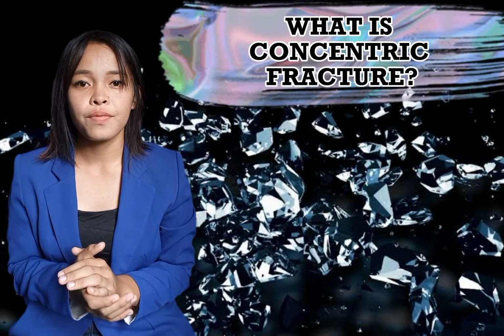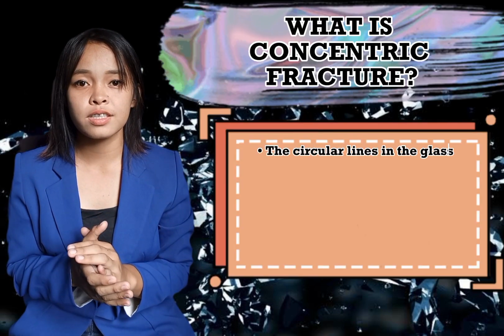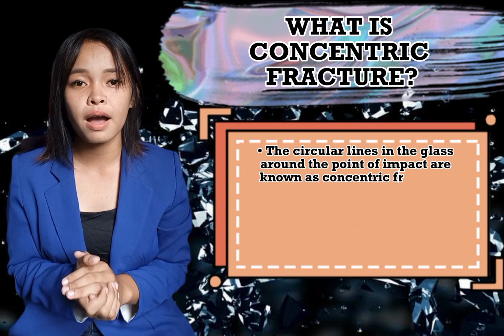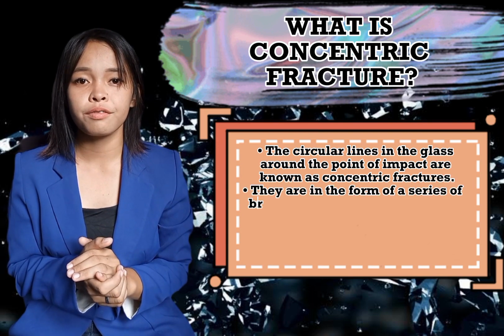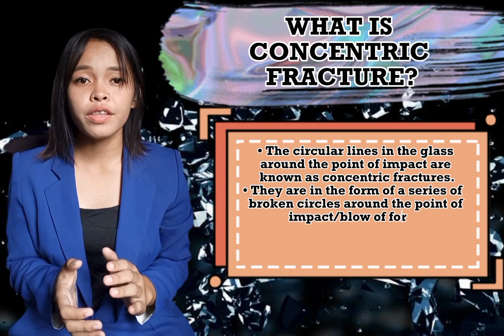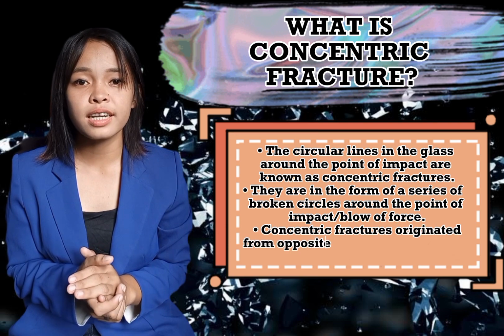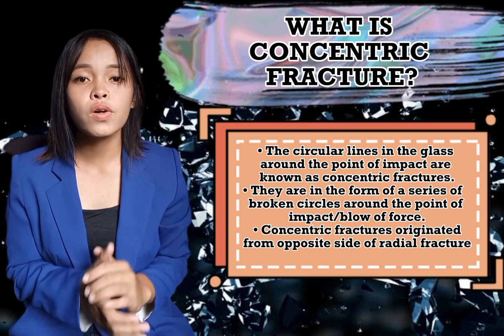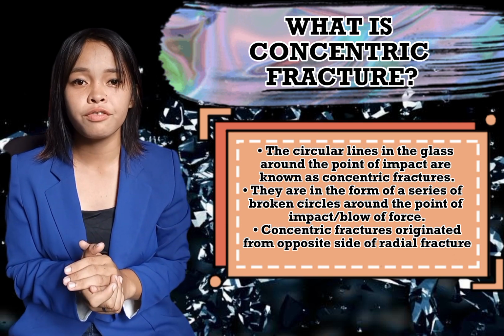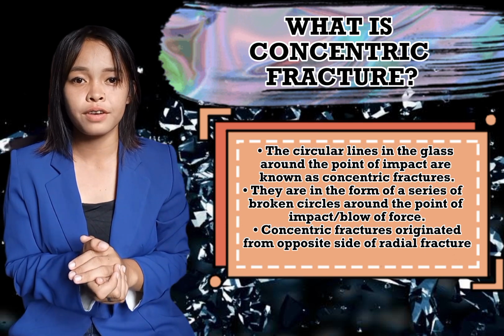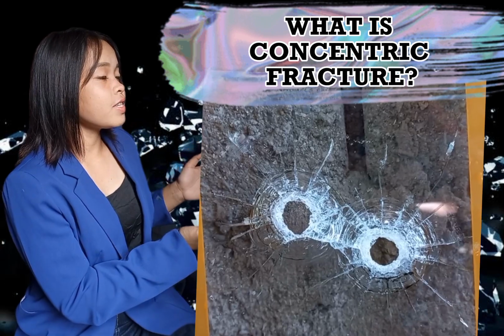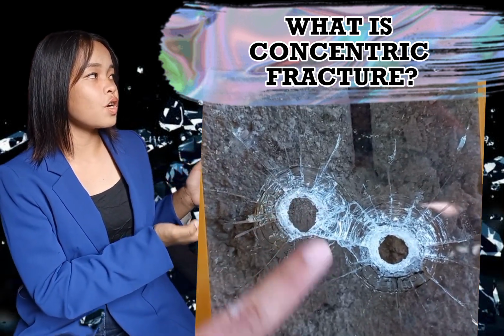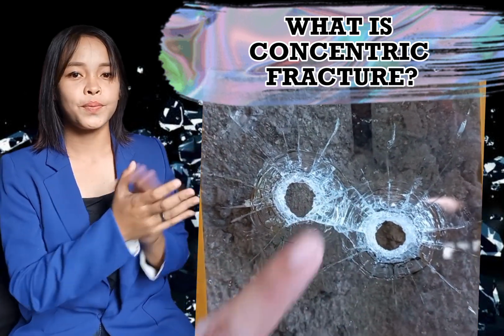Concentric fractures. The circular lines in the glass around the point of impact are known as concentric fractures. They are in the form of a series of broken circles around the point of impact or blow of force. Concentric fractures originate from the opposite side of radial fractures. These are examples of concentric fractures.